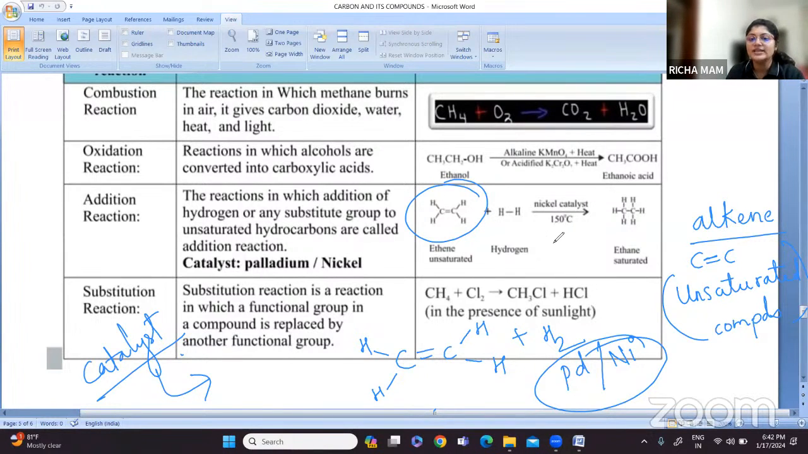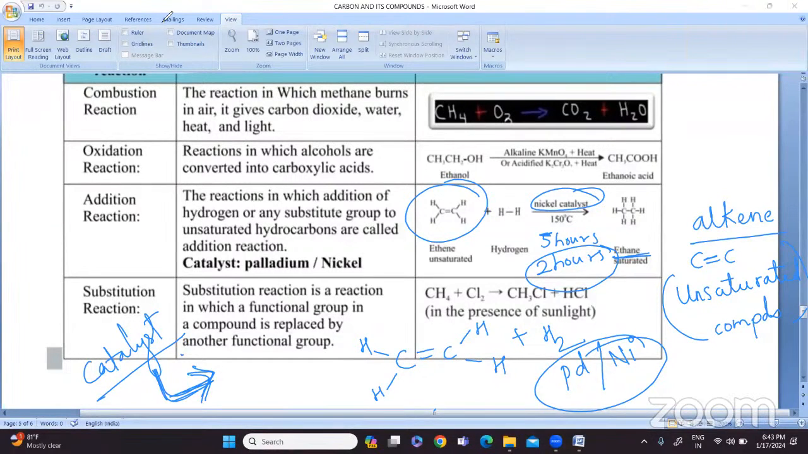Suppose this reaction, converting ethene to ethane, from an unsaturated compound to a saturated compound, takes 5 hours. In the presence of nickel catalyst, the time can be reduced to 2 hours. So the catalyst increases the rate of reaction. This is the addition reaction. Here I'll demonstrate the reaction.